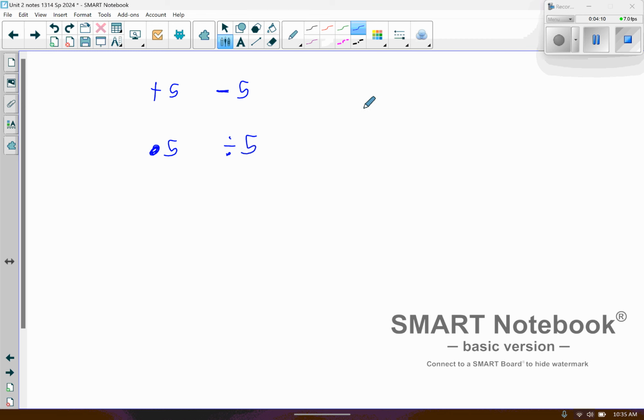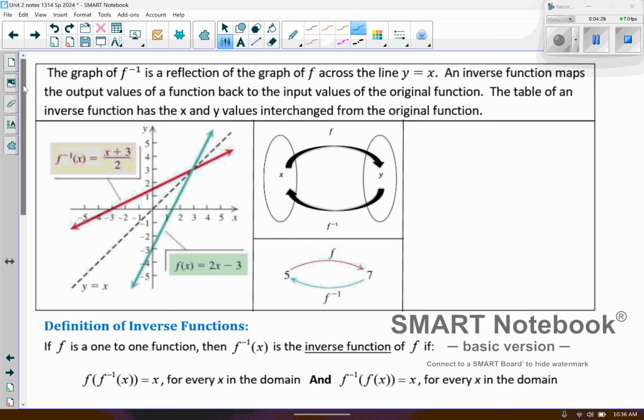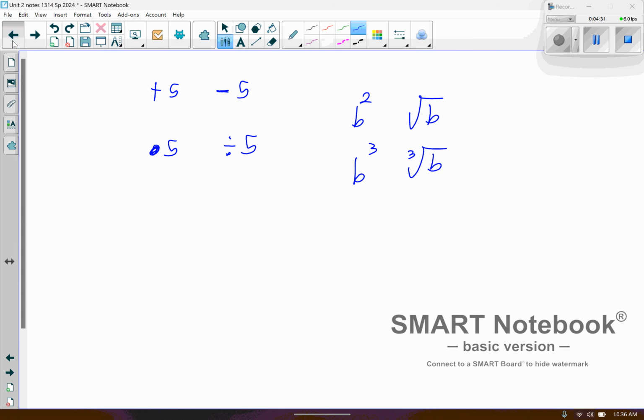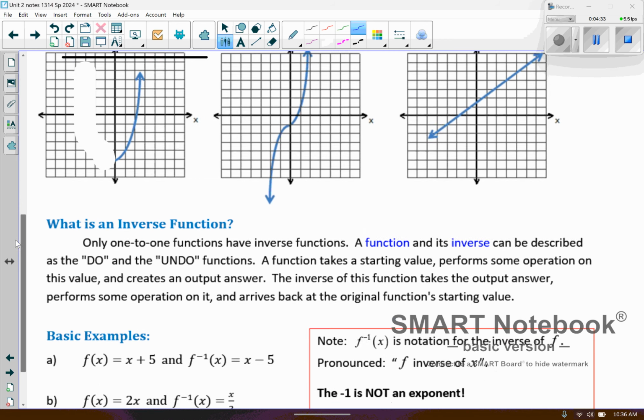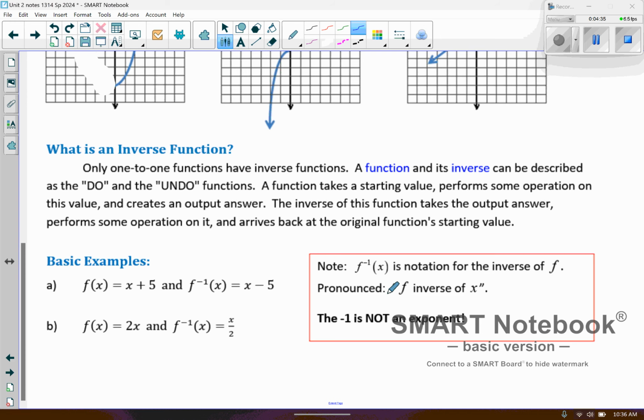If you were to take something and square it, the inverse of squaring would be to take the square root, right? Or if you take something and cube it, the inverse would be to cube root that value. So those are inverse operations. And so with functions, it's going to be very similar. You're just going to basically undo what was occurring in the original function. So let's go down here and look at this now. So what is an inverse function?